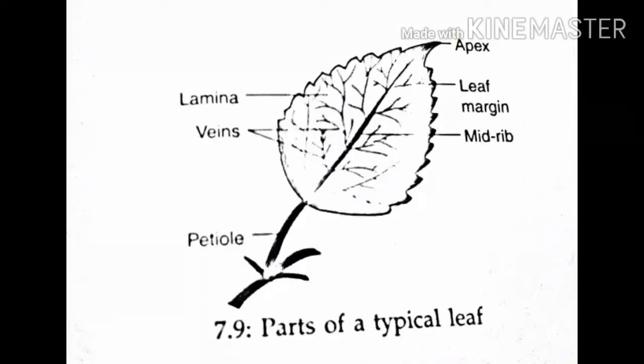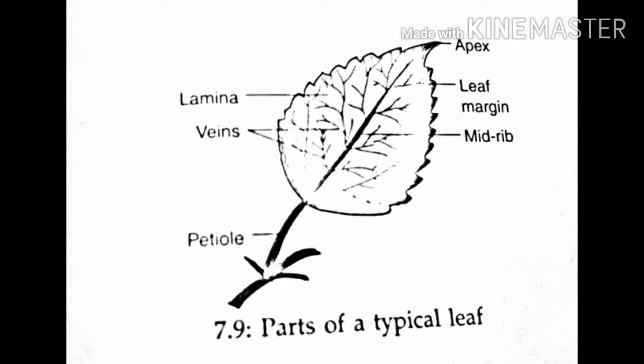Next one, leaf. Leaves are the most commonly seen part of many plants. If you are seeing a plant, the first part visible to our eyes is the leaf. Do all plants have the same kind of leaves? No. The leaves of different plants differ in shape, size and color. The leaves of most plants are flat and green.